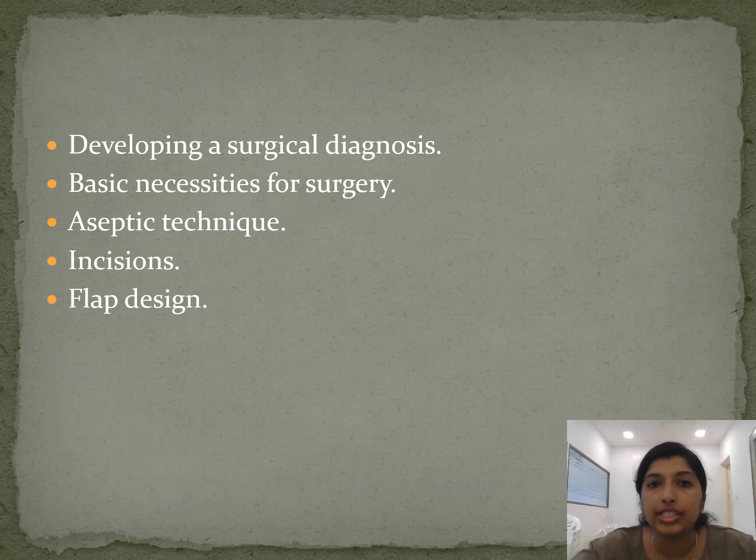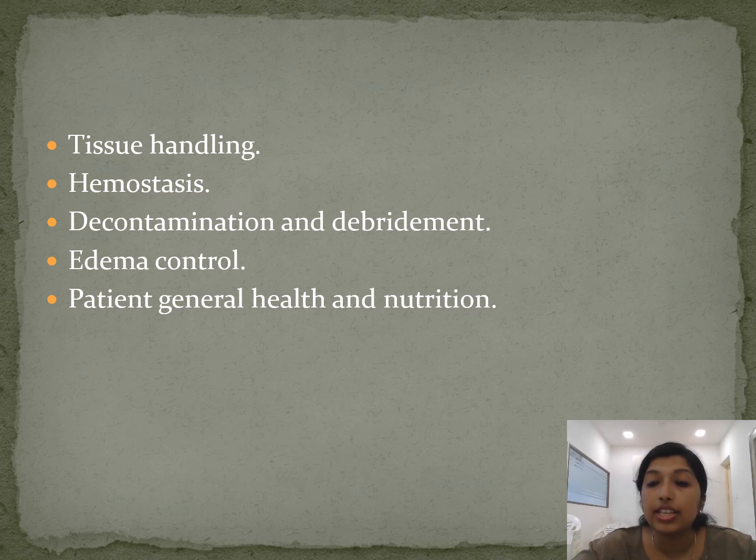The first one is developing of surgical diagnosis. The second is basic necessities for the surgery. Third is aseptic technique. Fourth is incision. Fifth is flap design. Sixth is tissue handling. Seven is hemostasis. Eight is decontamination and debridement. The ninth one is edema control. And the 10th is the patient general health and nutrition.